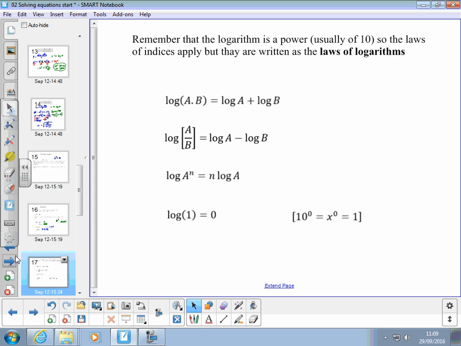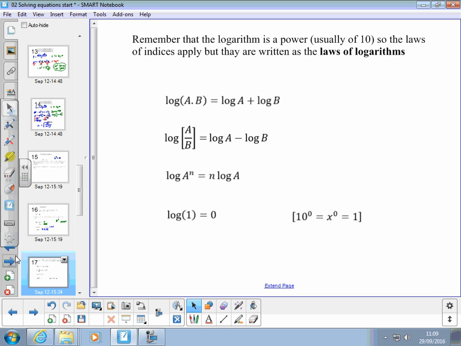add the two logs together, and then find the anti-log or the inverse log of the result. If we got two numbers a and b that we want to multiply together, we can find the log of each of them, add them together to get the result, and then take the anti-log of that result, and we've multiplied the two numbers together. That's what that law is effectively saying.